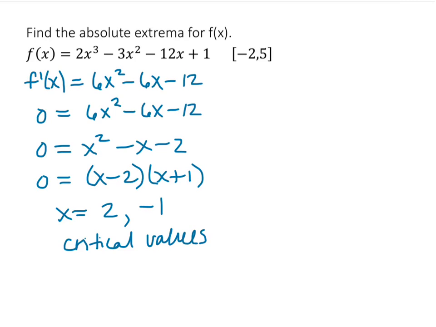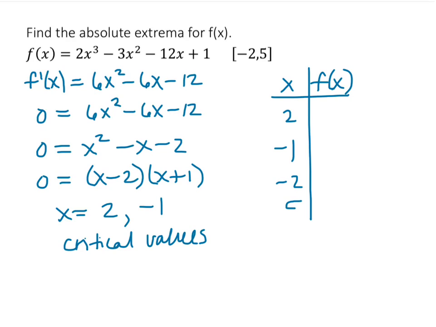Here comes the closed interval test. What you do for the closed interval test is organize a table of x and y, or output f of x values, and you always put your candidates for the critical values in for your x values. You must test 2 and negative 1 for comparison. Next, you have to test the x values on the endpoints. You must plug in the -2 and the 5, and we need to compare these y values.